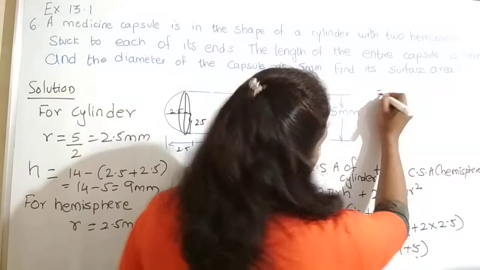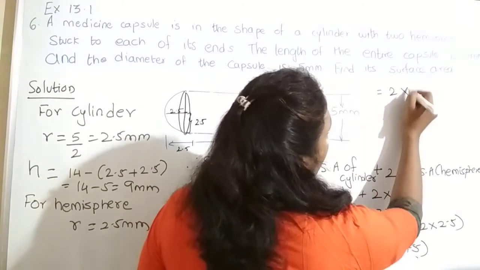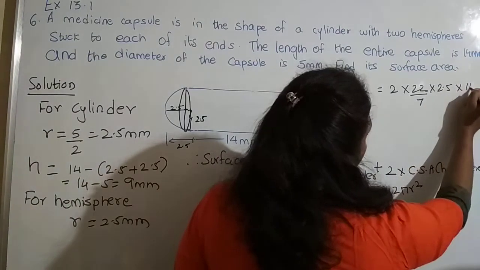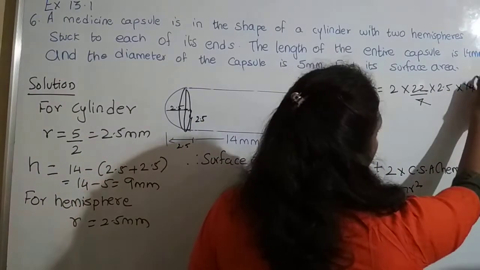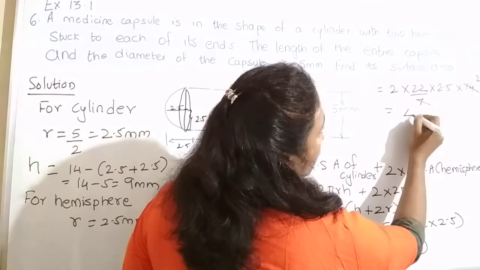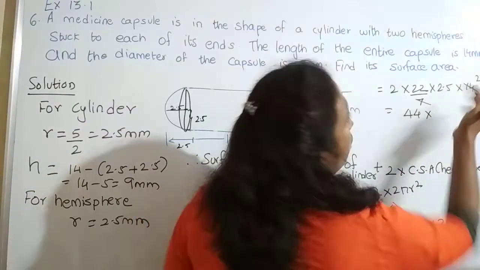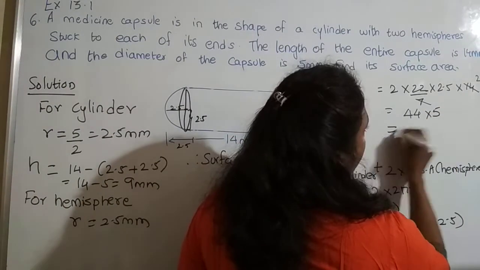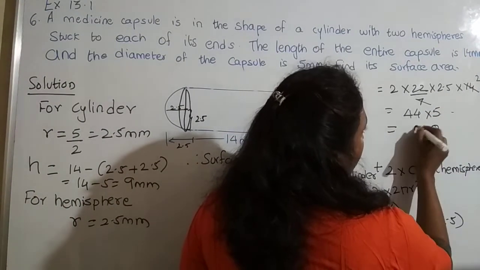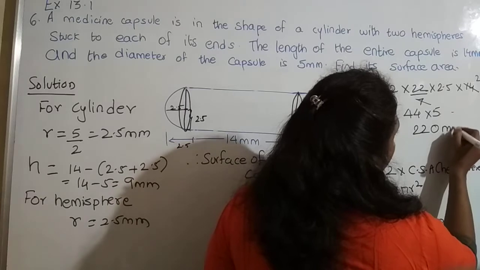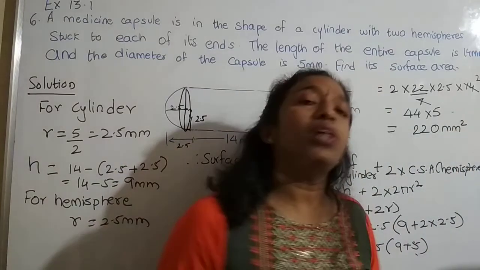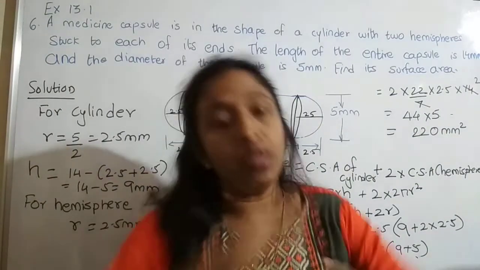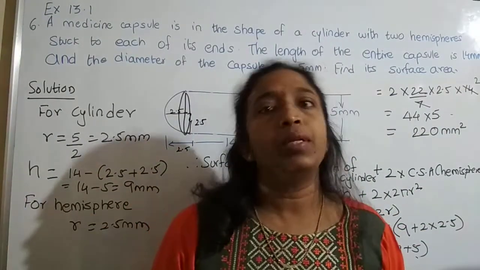So I'll just do here, we have 2 into 22 by 7 into 2.5 into 14. So can we cancel? 7 2s are 14. Here we have 2 into 22 is 44. Again 2.5 into 2 is 5. So here we get 5 4s are 20, and here we get 220 millimeter square. Here they have not asked the conversion. So hence we got the surface area of the entire capsule. The whole surface area is 220 millimeter square.